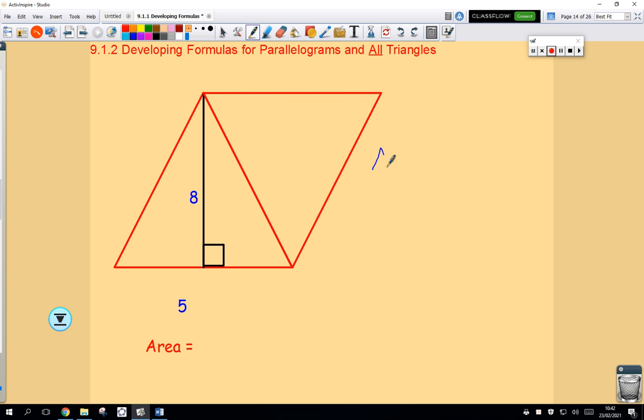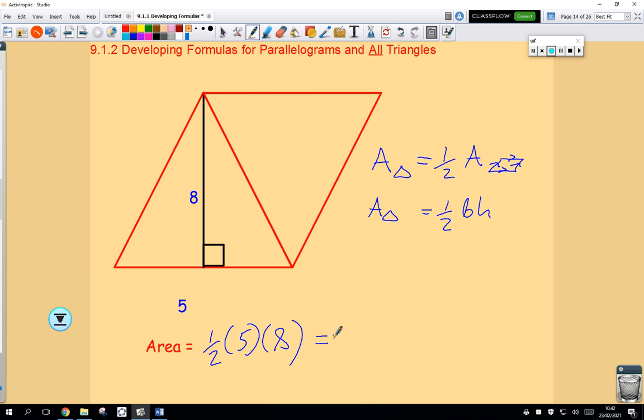So every triangle is half of a parallelogram. So the area of a triangle is always going to be half of the area of its corresponding parallelogram. And we've already established that the area of a parallelogram is base times the height. So the area of a triangle is half the base times the height. So the area of this triangle will be half the base, which is 5, by the height, which is 8.